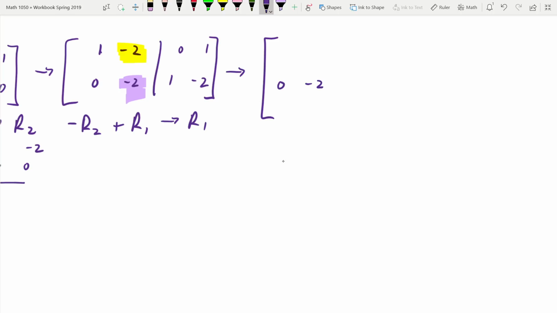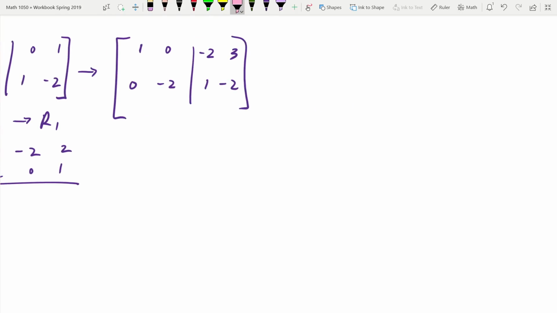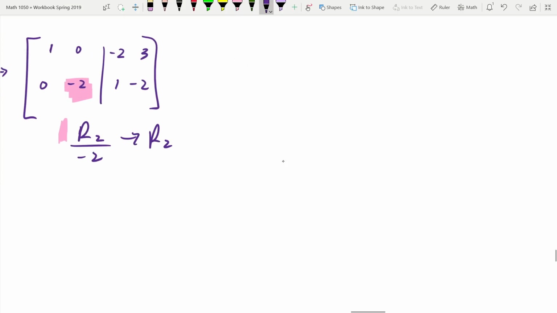So anyway, row 2 doesn't change. Change the signs of row 2 and you get 0, 2, negative 2, 2. And then write row 1 underneath it. And then add those together and you get 1, 0, negative 2, positive 3. Now I have to turn that negative 2 into a 1, but it's my last step, so it's okay. So I'm going to go row 2 divided by negative 2 becomes my new row 2. Okay, so row 1 doesn't change.